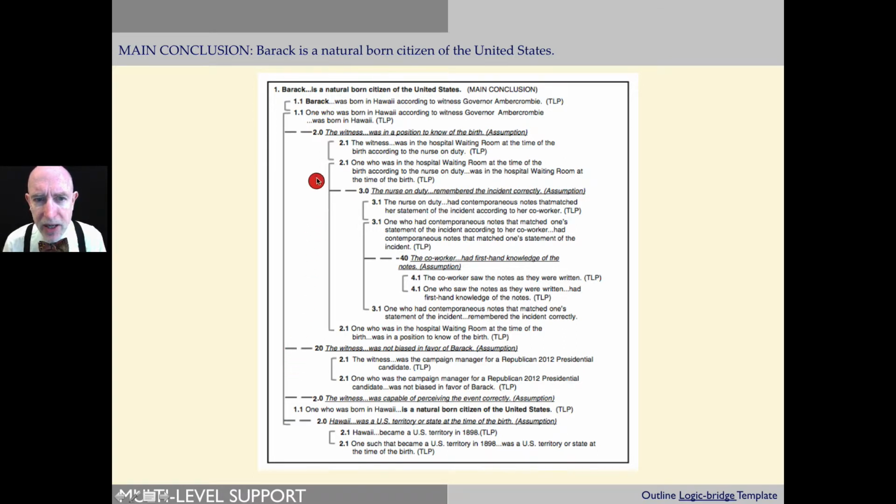Now, you can see that we have another level of assumptions that come into play here. For example, for the premise number 1.1, indented here to indicate it's supporting, you have 1, 2, 3 assumptions. So for the premise that one who was born in Hawaii, according to witness Governor Abercrombie, was born in Hawaii, meaning that if this witness said it was so, then in fact it was true, here we can see 3 assumptions. 1, the witness was in a position to know of the birth. Number 2, the witness was not biased in favor of Barack. And number 3, the witness was capable of perceiving the event correctly.